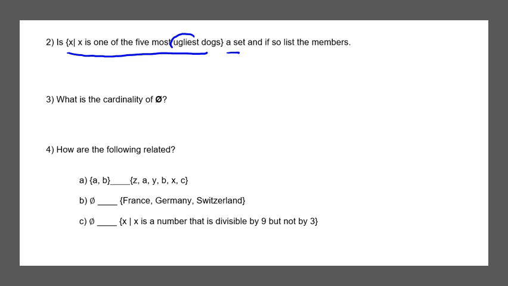Well, the word ugly here is a problem because what one person means by ugly would possibly be totally different than someone else's interpretation. That is, this collection is not well defined. In other words, this adjective ugliest needs to be defined in order for us to be specific in terms of what is a member of the set or not. So it is not well defined.